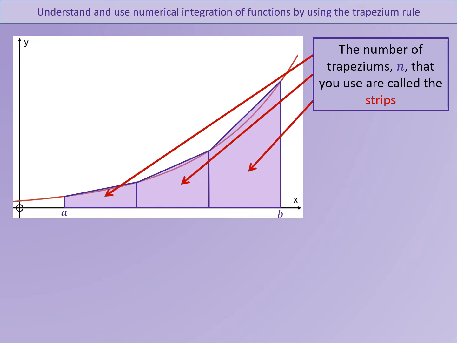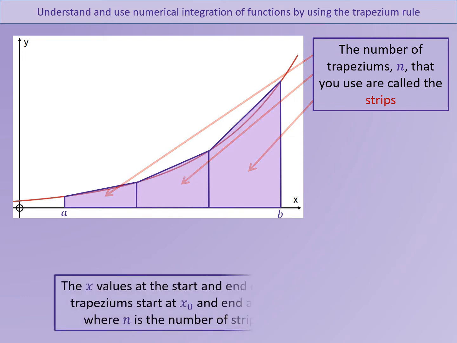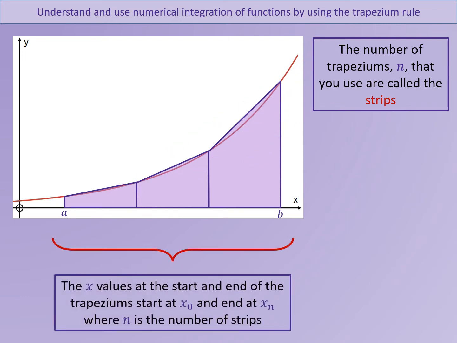Each of these trapeziums is called a strip. So in this case we have n of these strips. For the x values for the start and end of each of the trapeziums, we start labelling them x0, and we label them x1, x2 up to xn. So for example, in this case x0 is the value of a, we then have x1, x2, x3. In this case, because we have got 3 trapeziums, x3 is the final x value, and that is b.